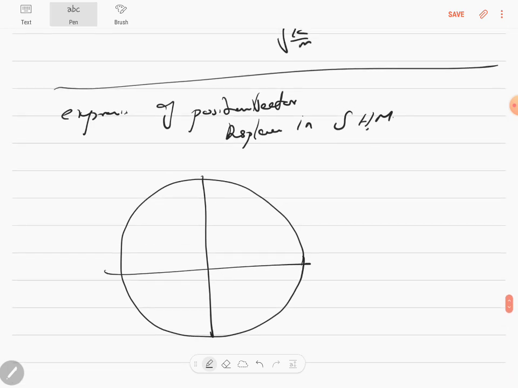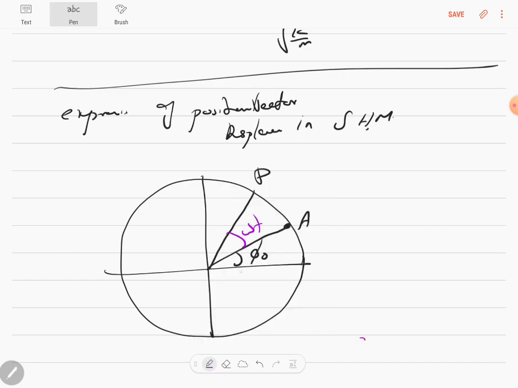Take this. Supposing there is a point A here, which is already at an angle of phi naught from the x-axis. It says phi naught is the phase difference. So now from here, it is moving to this position. Let's say it's going to P, making an angle omega t.